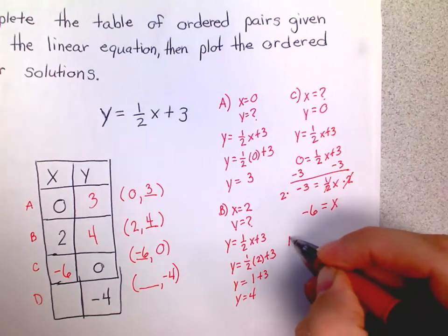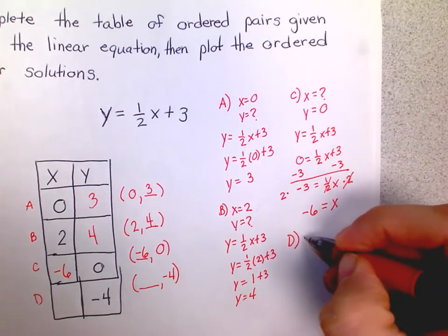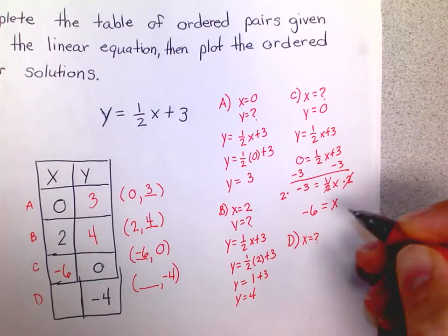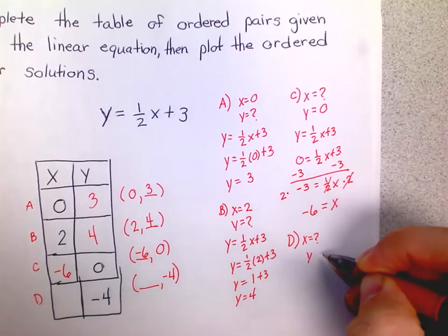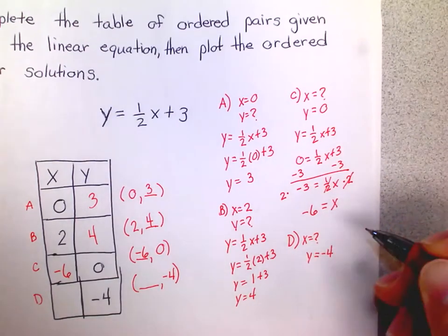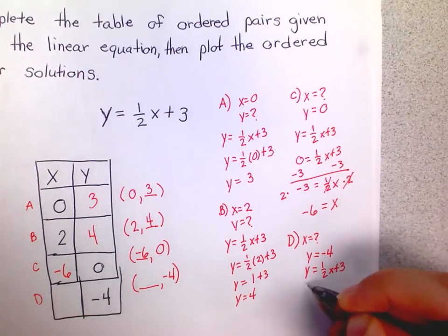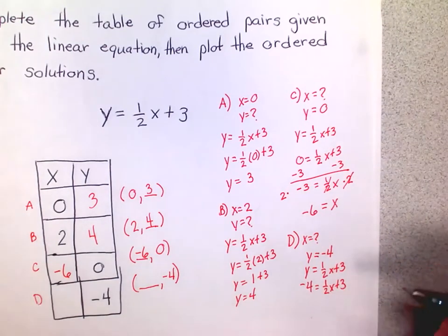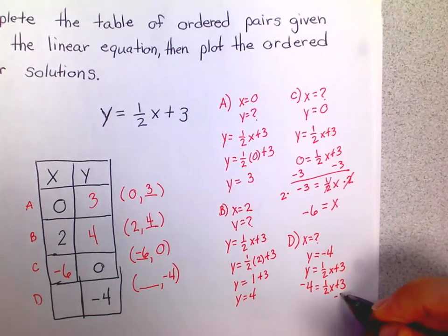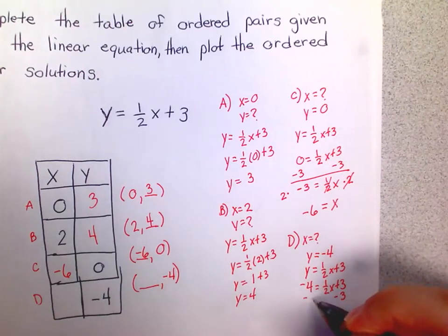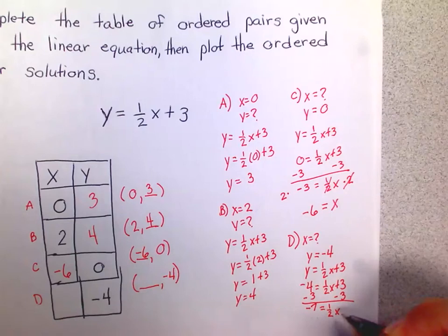And finally, for part D, we have that x equals, well, we don't know yet, but y equals -4. So let's take our original equation, y equals 1/2 x plus 3. We'll plug a -4 in for y, everything else the same. Let's solve for that x. First, you're going to want to subtract 3 on both sides. So you're left with -4 minus 3, or just -7 equals 1/2 x.